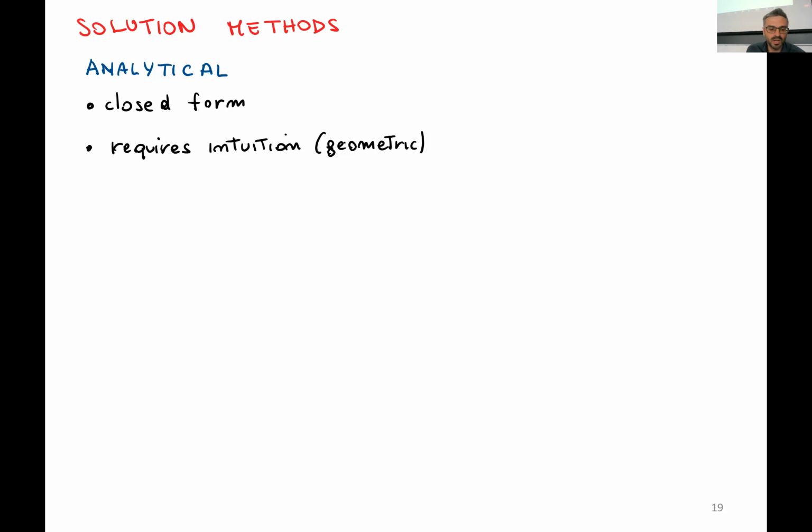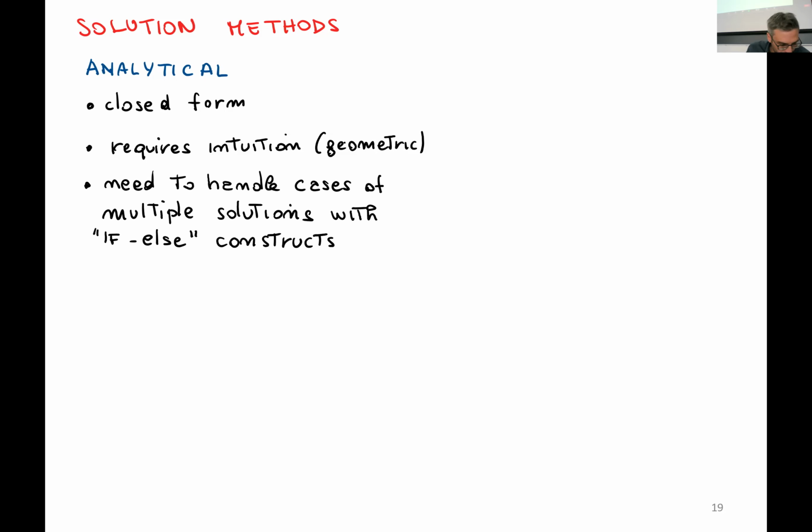The analytical method requires intuition, and an analytical solution is preferable because you can code once forever and forget about it, and it's very fast. You need to handle the situation where you have multiple solutions, and you need to code in your program how to discriminate between these multiple solutions, elbow up and elbow down, something like that.